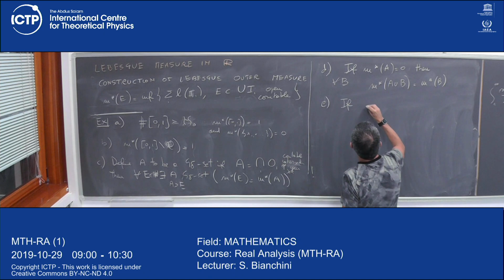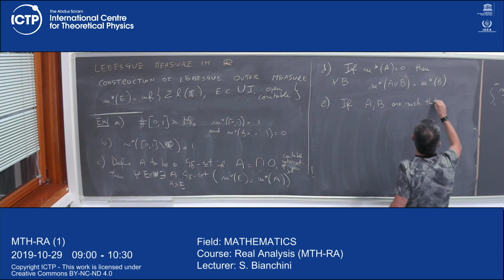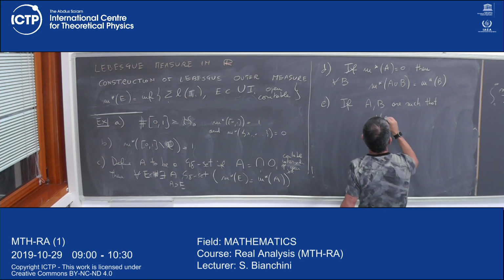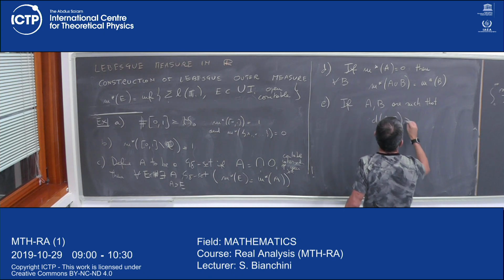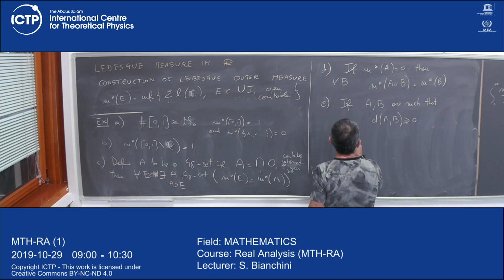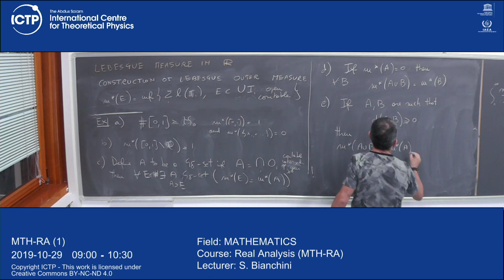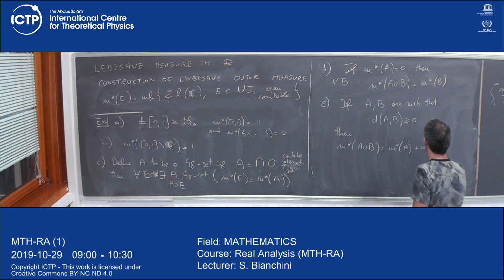But suppose that A and B are such that the distance of A and B is greater than 0. The distance of two sets, you know what it is? Take two points, one in one set, one in the other, take the infimum. Then the outer measure of A union B is the outer measure of A plus the outer measure of B.